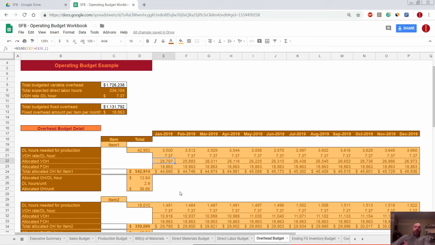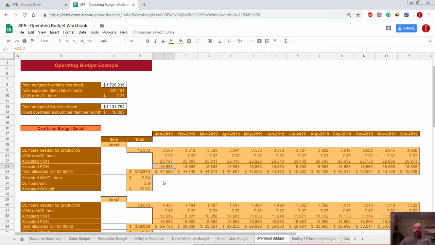Alright, so we multiply that. Here's our allocated variable overhead. It changes because it's variable. It changes with the number of hours we expect to need for production month by month. This climbs over the course of the year for item 1 from 3,500 to 3,660, so allocated variable overhead climbs accordingly.